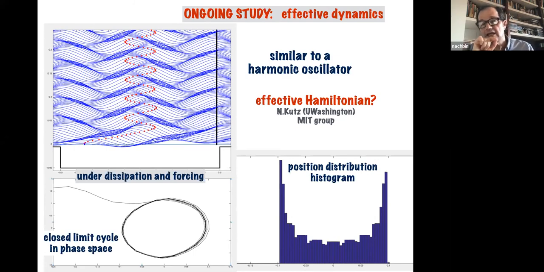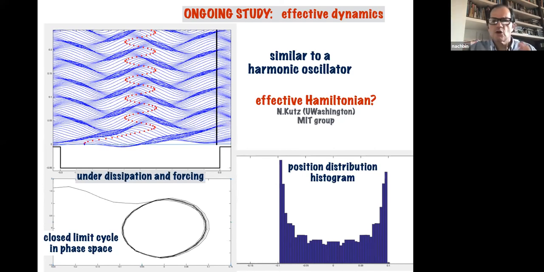And for this case, even though we have dissipation from the fluids and forcing from the shaking, there are situations where we can balance the energy. The energy calculation for this model is very complicated. But since it looks like a harmonic oscillator, there are situations where you have this balance. And through the technology that Nathan has, and in collaboration also with the MIT group, we're hoping, let's see if we have success, to extract from this complicated dynamics maybe an effective Hamiltonian.